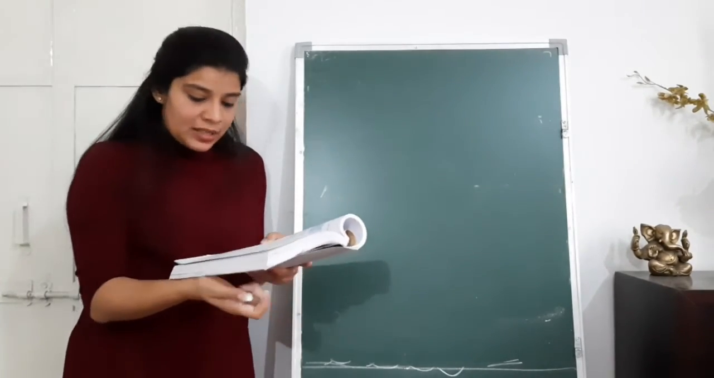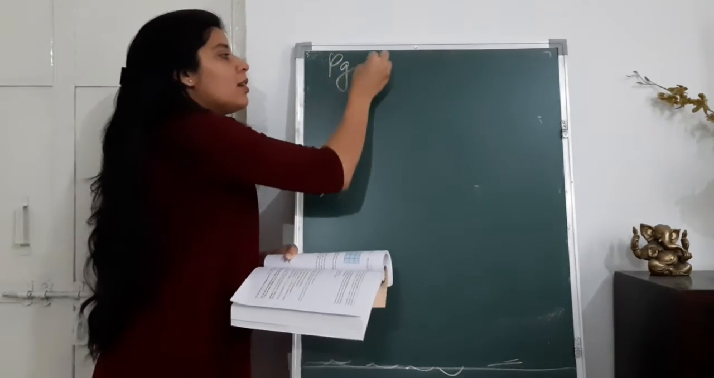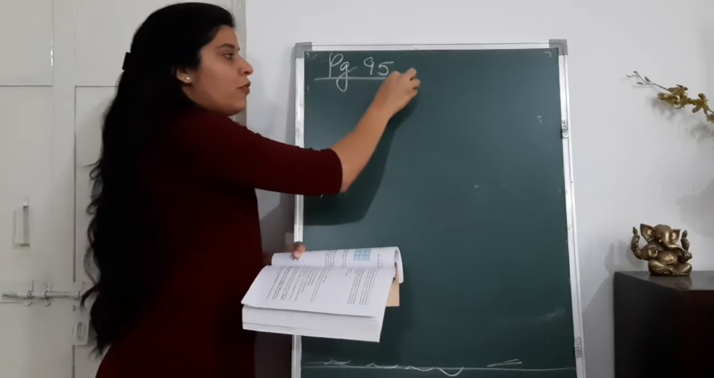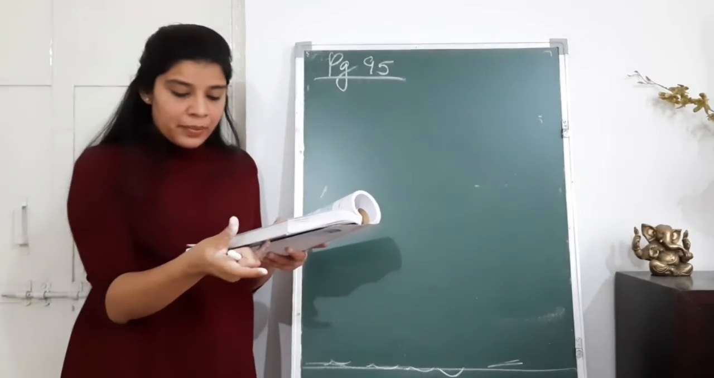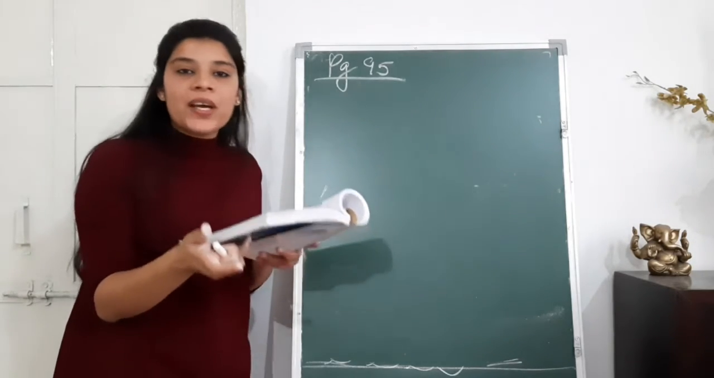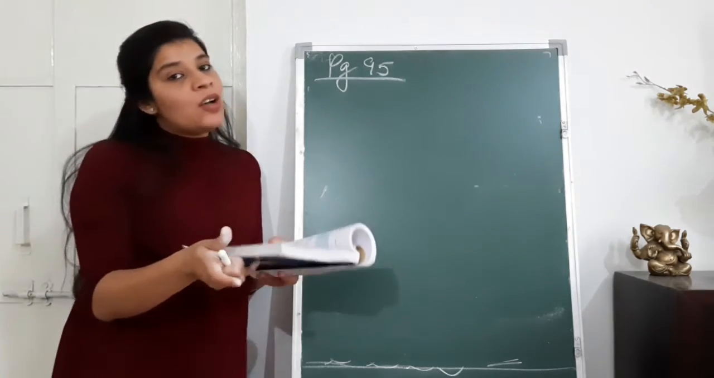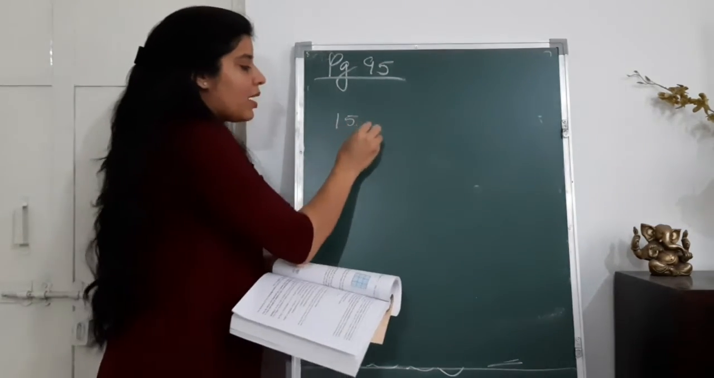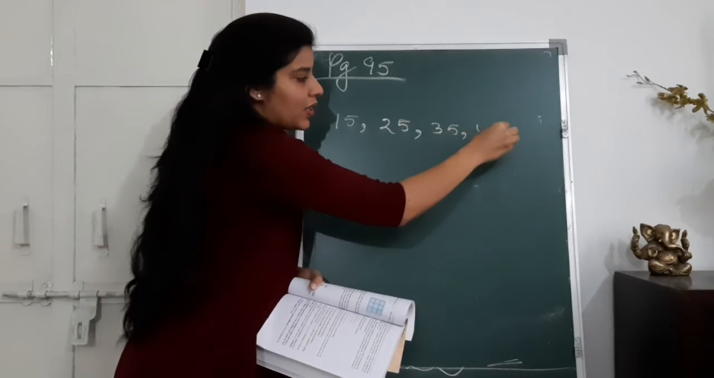Still, I would like to explain the definition which is given in your course book at page number 95. An arithmetic progression is a list of numbers in which each term is obtained by adding a fixed number to the preceding term except the first one, which you can see from here also. I'm using the same example so that it is easier for you.